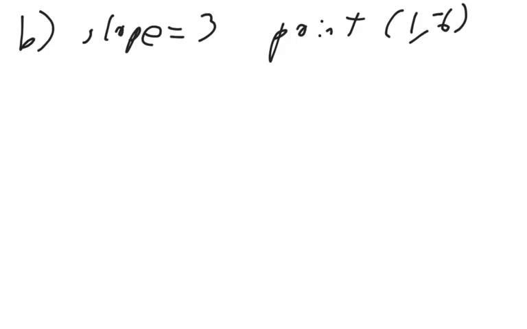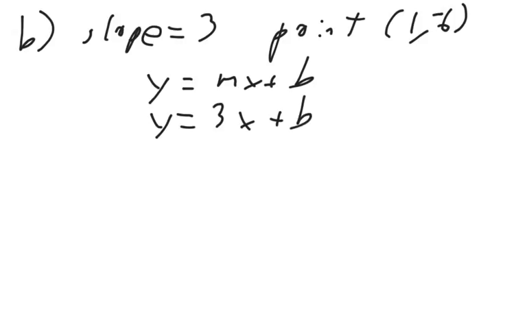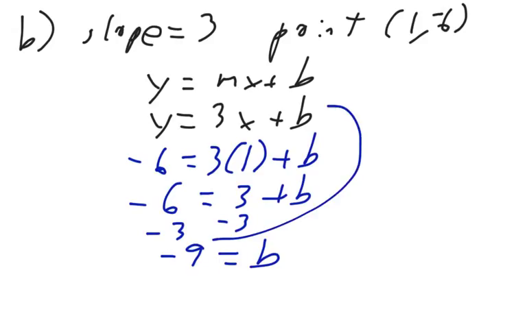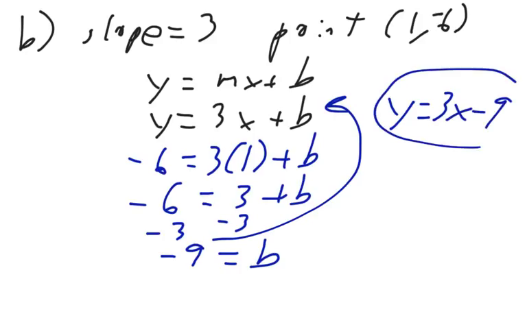Part B, they give us the slope and then they give us a point. So we got y equals mx plus b. So y equals 3x plus b. In order to find b, we're going to plug in our point. So negative 6 equals 3 times 1 plus b. Negative 6 equals 3 plus b. Subtract 3 on both sides. Negative 9 equals b. Put this back in here. And y equals 3x minus 9.